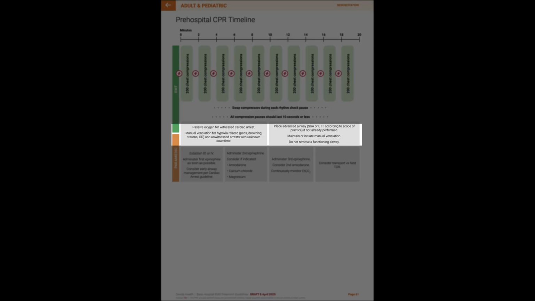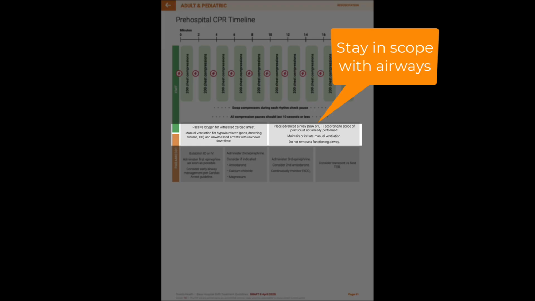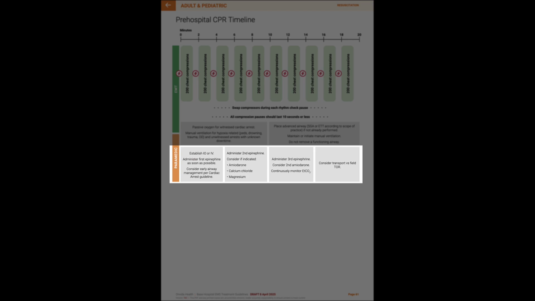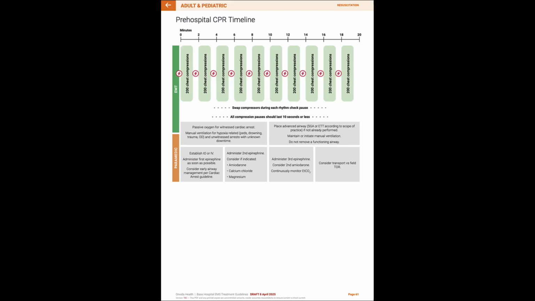These 2 boxes straddle both the ALS and BLS scope of practice because they can be performed by either team member. However, for invasive airway procedures, just remember to keep yourself within your scope of practice. These 4 boxes summarize all the critical actions for an ALS provider arranged by time. This is just included for your review and education.